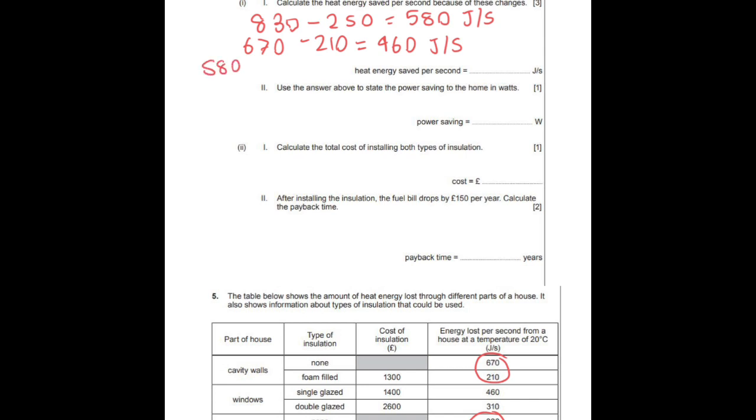So you do get a calculator for your exam. And that would give us 1,040 joules per second. So that's how much we've saved from installing cavity wall insulation and from fiberglass in the loft.